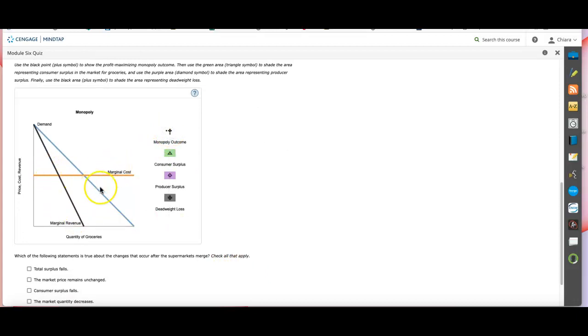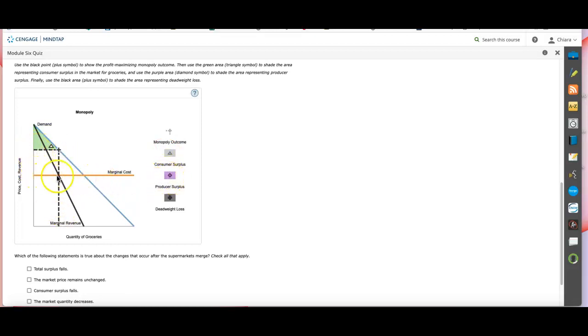Marginal cost intersects marginal revenue. We're going to find that quantity, and then we're going to drag it up all the way to the demand curve to determine the price. Now what is the consumer surplus? It's still the area above the price but below the demand curve. So we're going to drag it, and there's actually two, because there's that line splitting it, so you have to drag it twice.